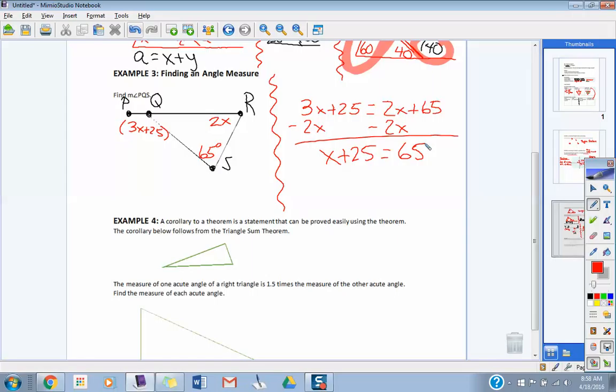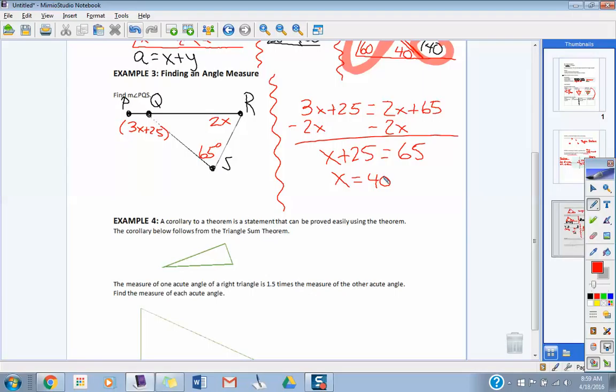What's your x value? 40. Now, guys, if this had just said solve for x, would we be done? Well, yeah, you'd be at 40, but once x is solved for, is that the end of it all? What do you have to do now? You have to substitute back in right here.